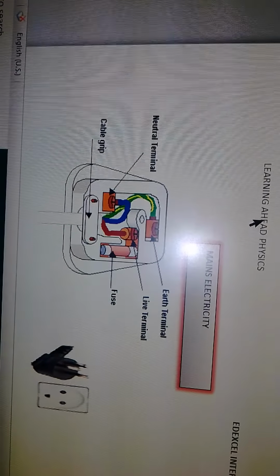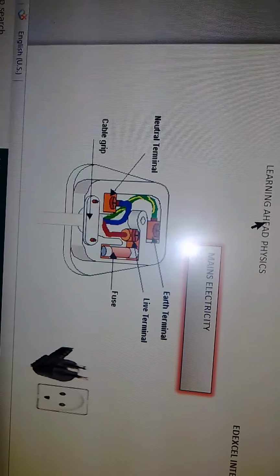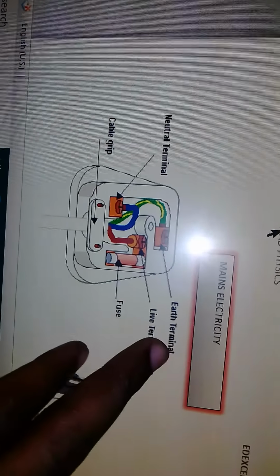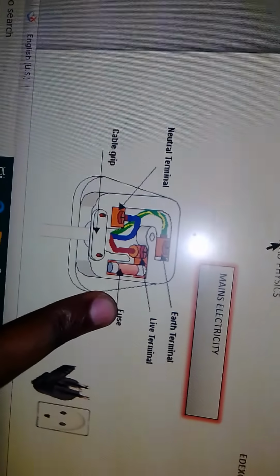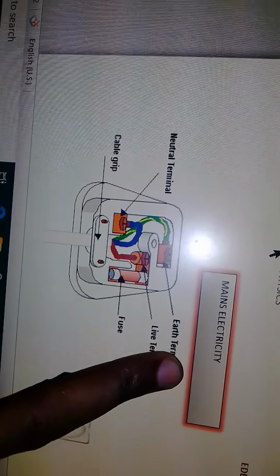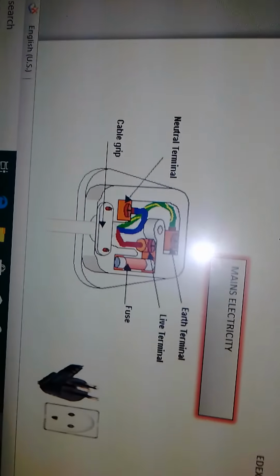Let's look at the 3-pin plug. Look at the neutral wire, where is it? Now look at the live terminal. It has a fuse. The live terminal always has a what? A fuse. Then the earth wire. And you can take a close look at this. You'll be able to understand very importantly the 3-pin plug.